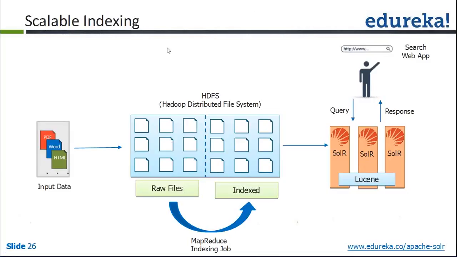This is how scalable indexing would look like. You have data which is coming in various formats. They're going to be pushed into your HDFS. Okay. On this, we are going to run the process of indexing. This is also taken care of by Solr. And you have a MapReduce job, which is going to convert these raw files into the indexed files. And then you can have your search interface exposed, and you can query and get the response from this Solr instance.